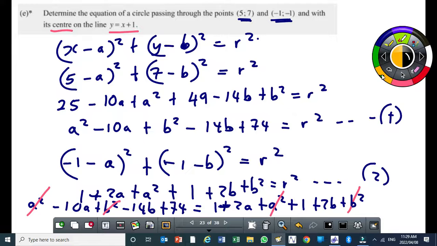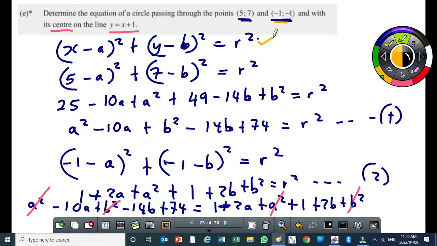a minus a all squared plus y minus b all squared equal to r squared. So if we don't make any assumption, what we have to do first is to substitute both pairs of coordinates into this equation, okay? So that we can end up having two equations, right?